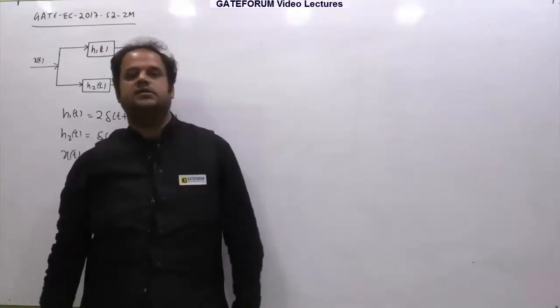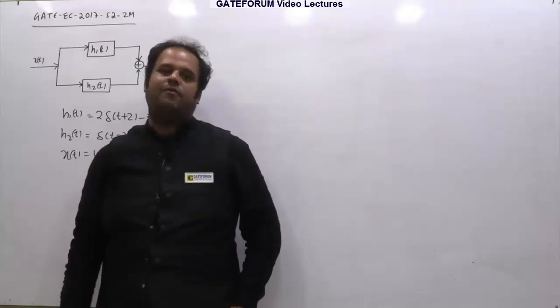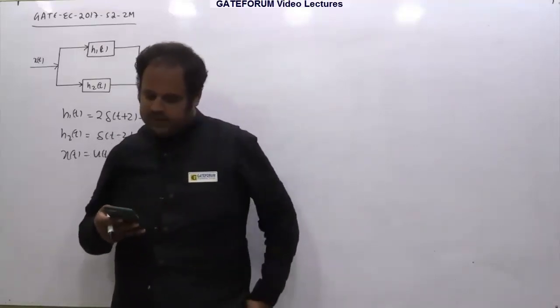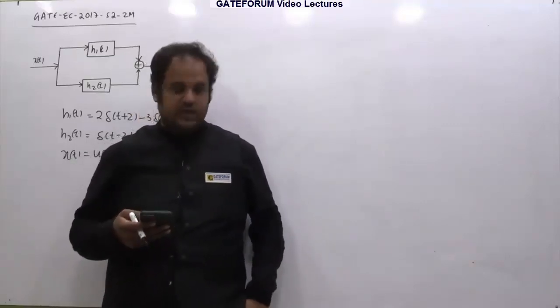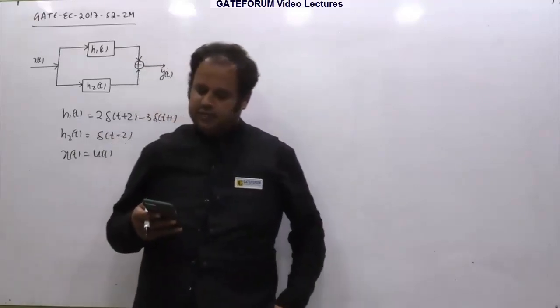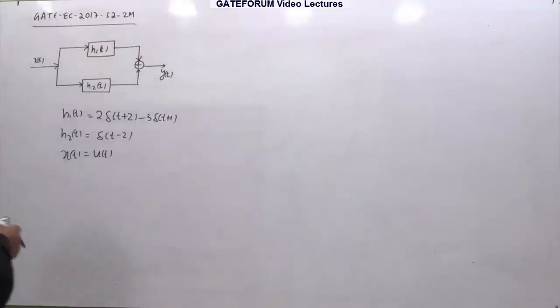This is a 2-mark question asked in GATE 2017 of Electronics. This is from the signals subject and from the LTI system topic. The given question is, consider the parallel combination of two LTI systems shown in figure. The impulse responses of the systems h1(t) and h2(t) are given. If input x of t is unit step signal, then the energy of y of t is dash. So this is the block diagram they have given, and the impulse responses h1(t) and h2(t) are given by these equations. If input x of t is u(t), then we are supposed to find the energy of y(t).